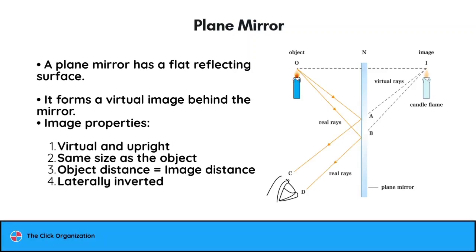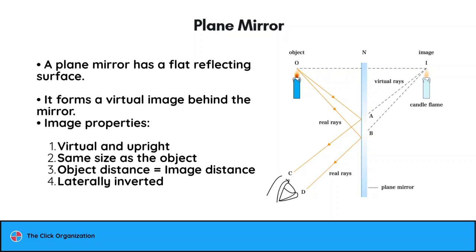Plane mirror. A plane mirror has a flat reflecting surface. The mirrors we commonly use at home are examples of plane mirrors, and a plane mirror forms a virtual image behind the mirror. And this happens because the reflected rays spread out and our eyes trace them backward, making them appear as if the light came from behind the mirror. And the image properties are the following.